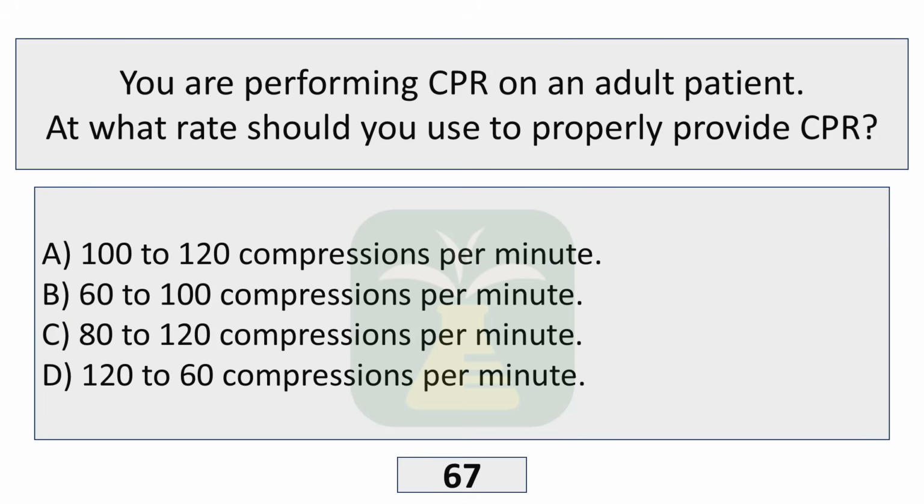You are performing CPR on an adult patient. At what rate should you use to properly provide CPR? A. 100 to 120 compressions per minute. B. 60 to 100 compressions per minute. C. 80 to 120 compressions per minute. D. 120 to 60 compressions per minute.